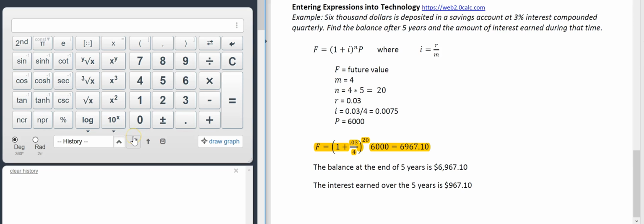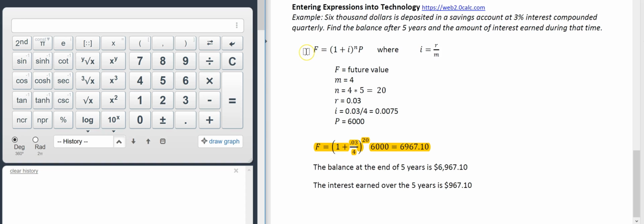This video will show students how to enter a compound interest expression into a calculator and get the right answer. So the problem that I'm working with says $6,000 is deposited in a savings account at 3% interest compounded quarterly. Find the balance after 5 years and the amount of interest earned during that time.